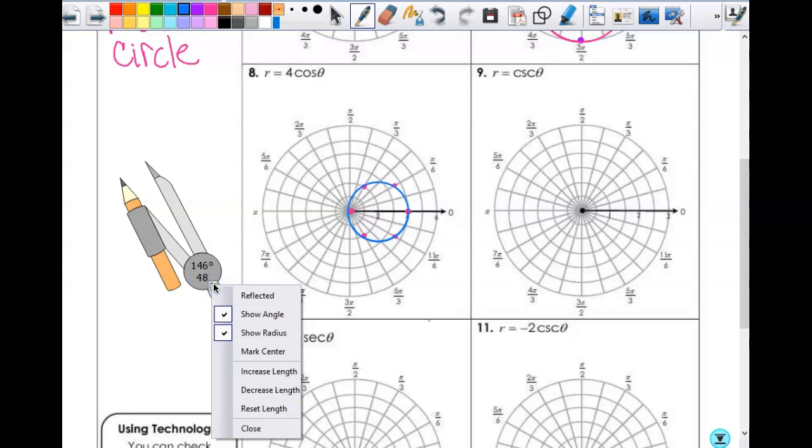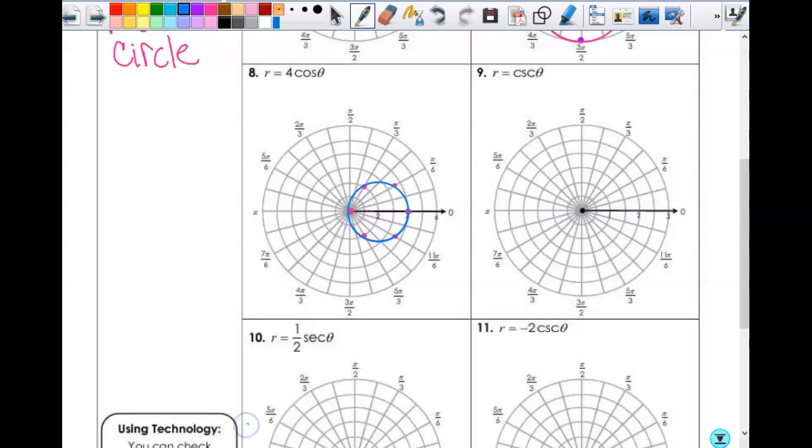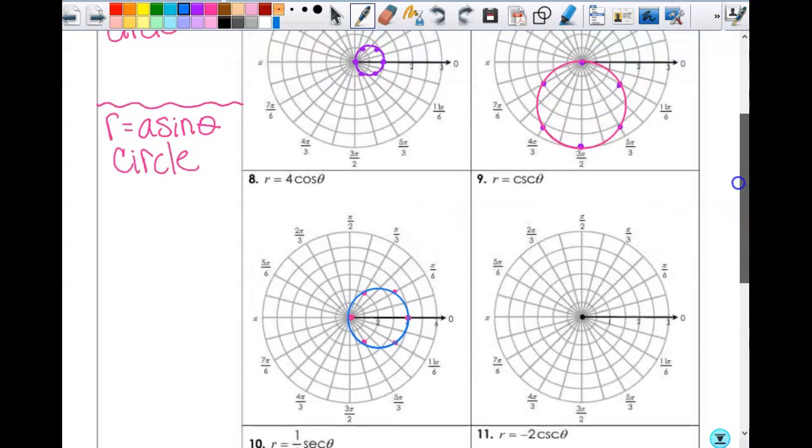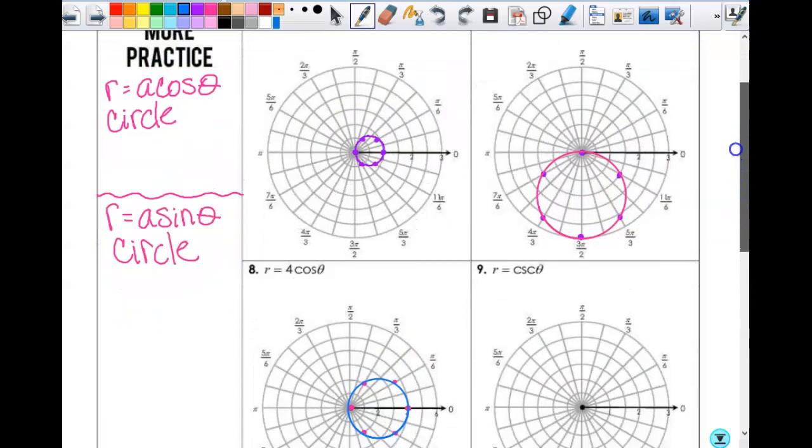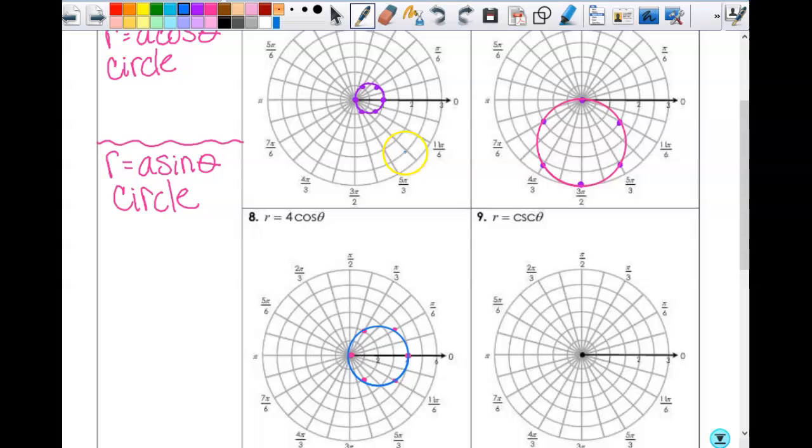All right, well, hang on. We're going to go back and write some other stuff here. So I want you to look at these 3 graphs. This is cosine, sine, and cosine. All 3 of them are circles, because all we have is a number times sine or cosine, and that gives us a circle.